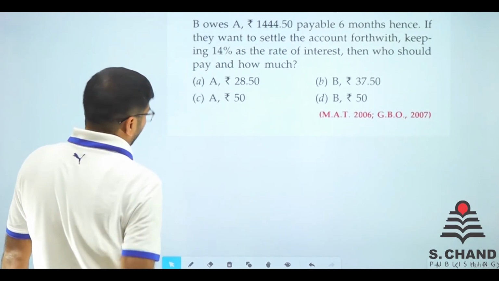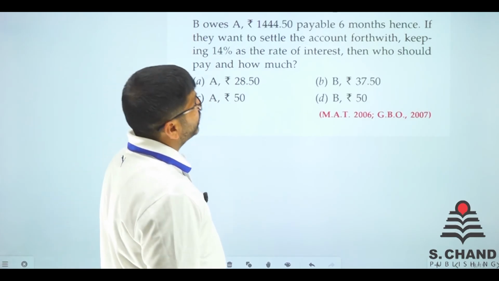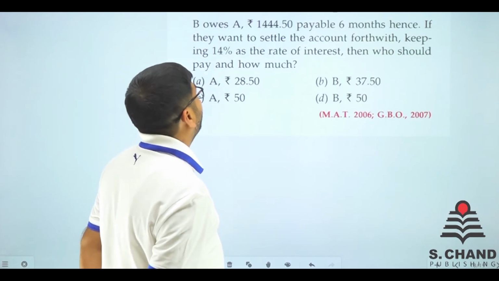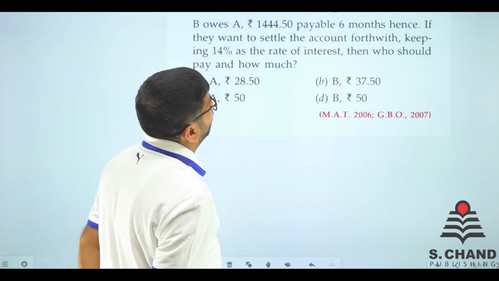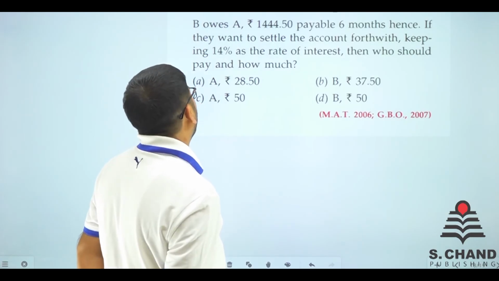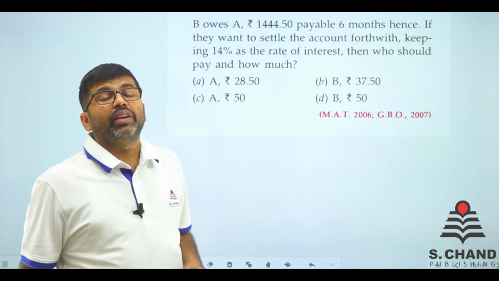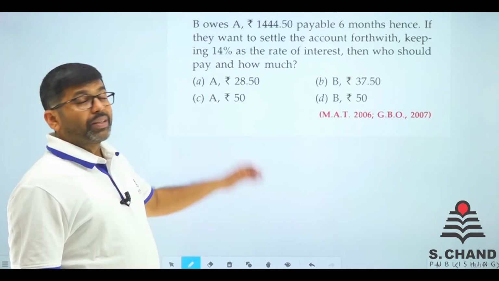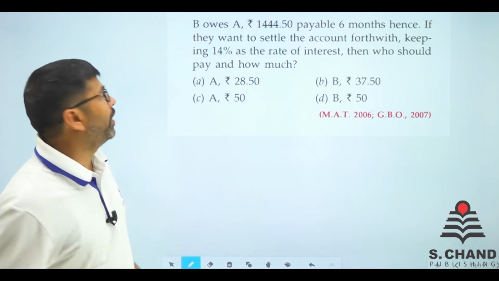A owes B 1573, payable 1.5 years. Also, B owes A 1444.50 rupees, payable at 6 months hence. If they want to settle the account, keeping 14% as the rate of interest, then who pays whom? Simple question, I guess. See, we need to calculate the present worth of both. And what is the difference? What is the answer? That's it. It is a previous year exam question. So let's do it.